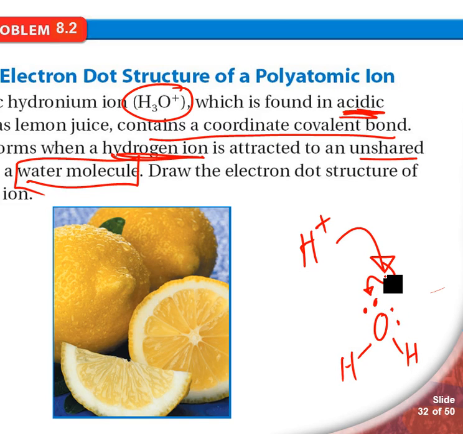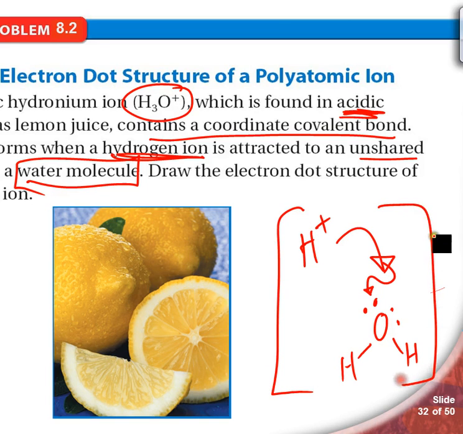Now, we will draw the electron structure. So give it a shot, see what you think it's going to be. We're going to have an oxygen and two hydrogens for water, and then we're going to have it attached to another hydrogen from hydronium. The whole thing is going to end up being positive, by the way. Give it a shot and see what you can come up with, and I'll show you what I have.